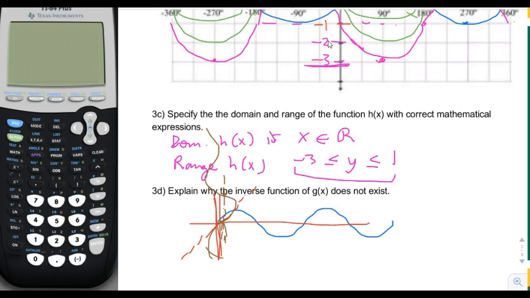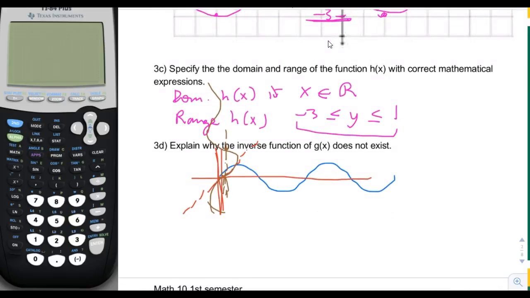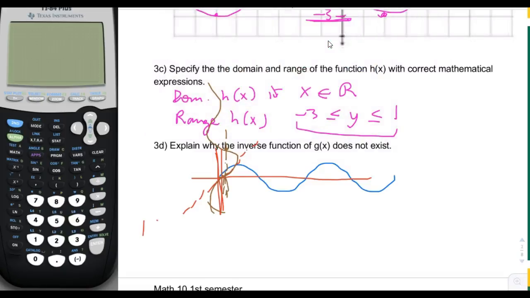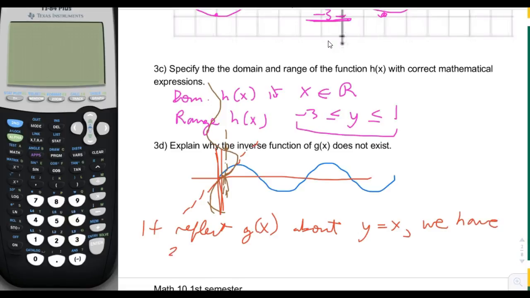So that is why g of x does not have an inverse function, because if we reflect g of x about y equals x, we have 2 y values or more for some x's.